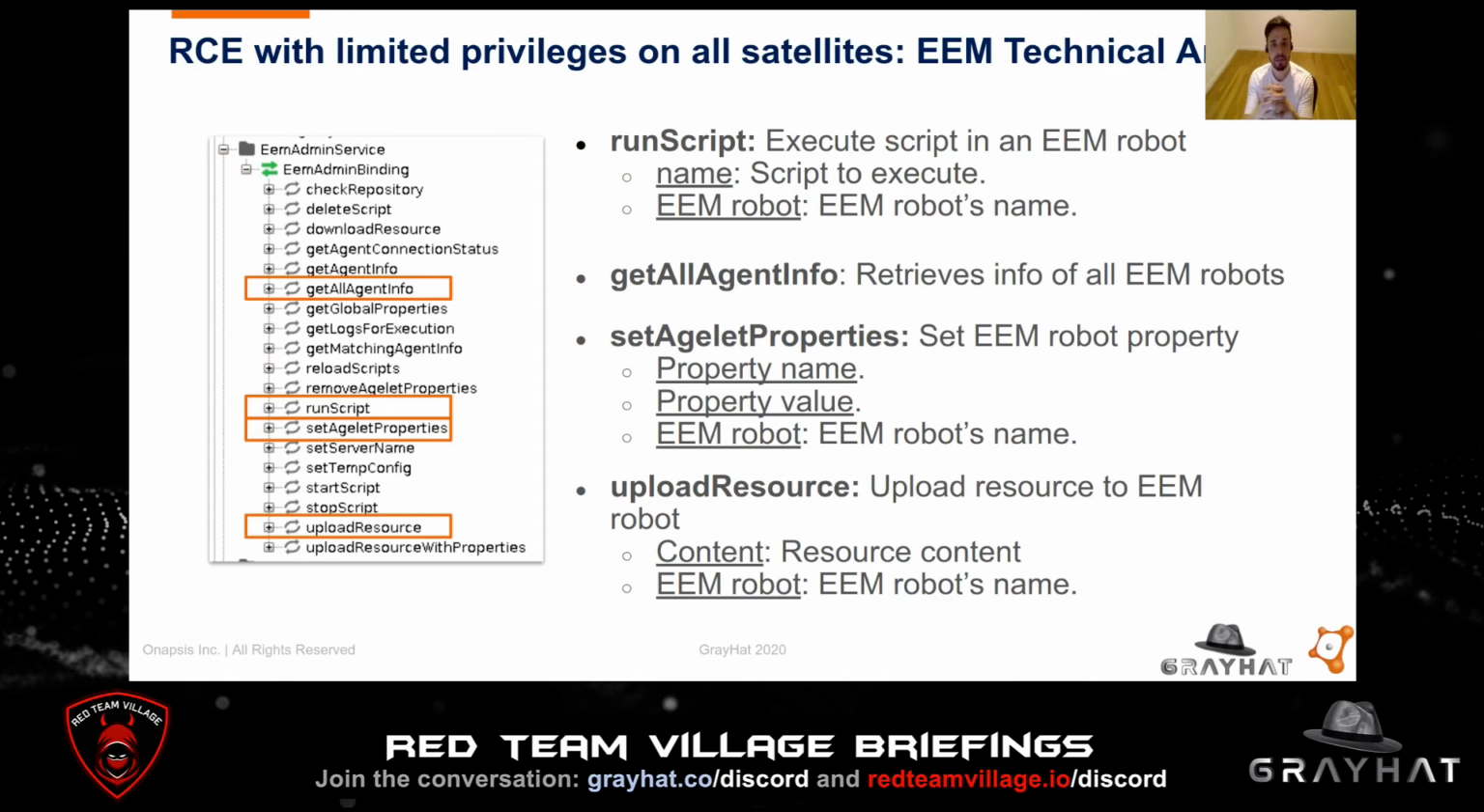The third method is set HLS property. This method allows you to modify a particular property of the EM robot that you choose. And the final method is upload resource, which, as the name suggests again, allows you to upload a file or a script to your EM application.